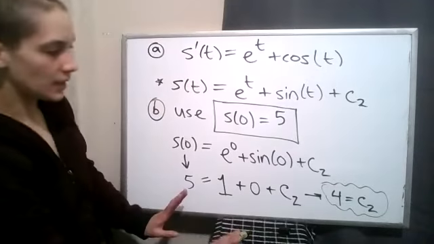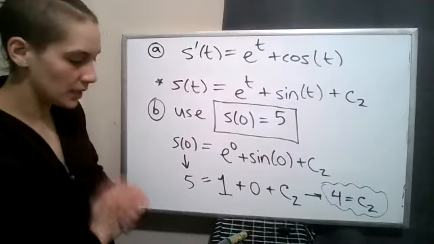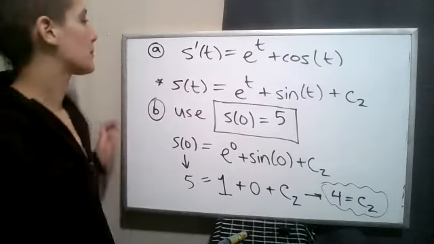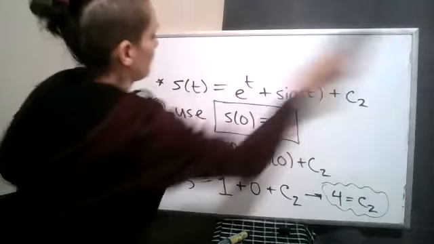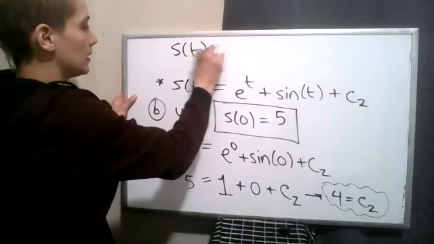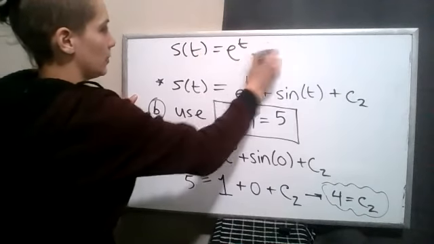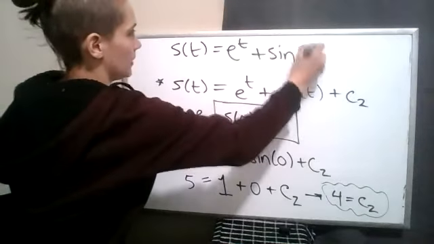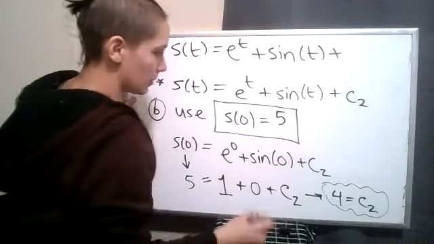Okay, so we put everything together. We finally got the position function s of t. S of t is e to the t plus sine of t plus c sub 2, which equals 4.